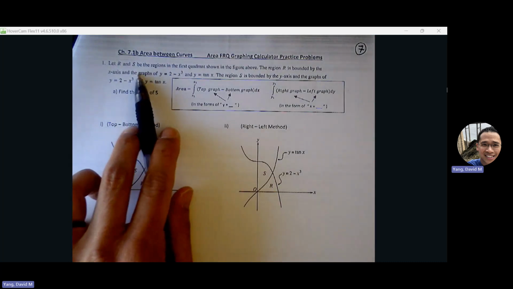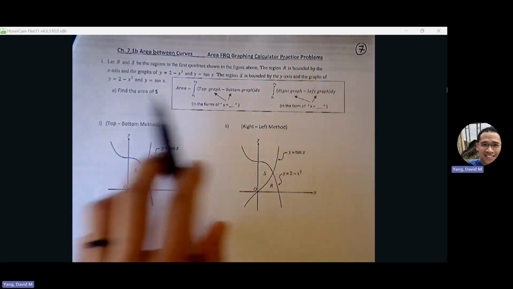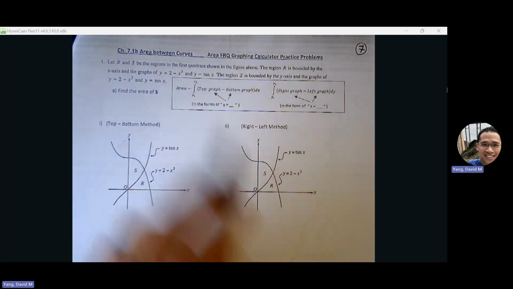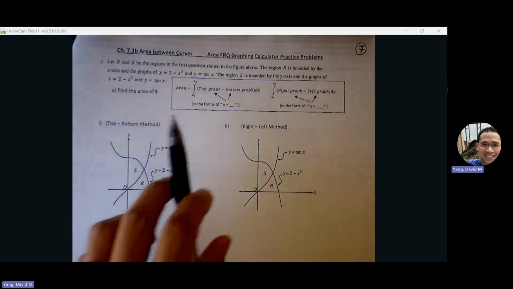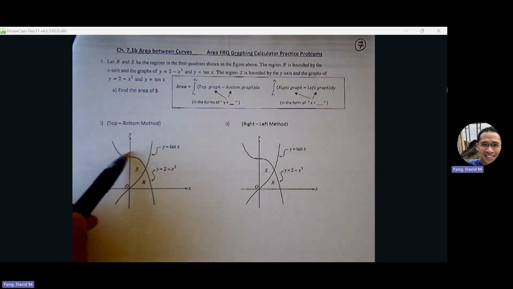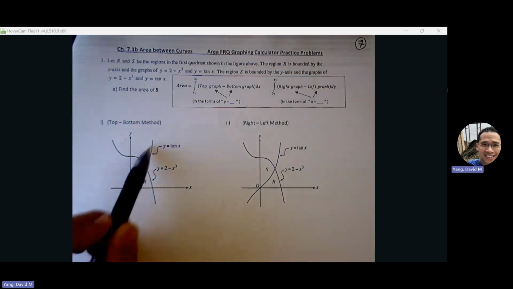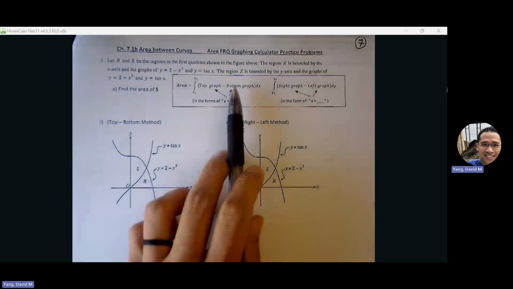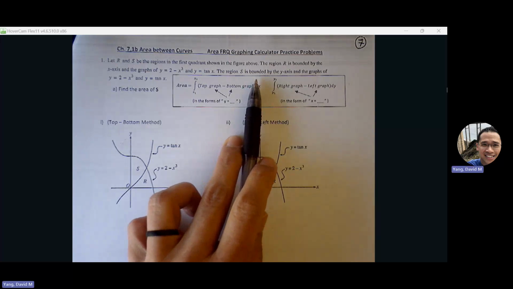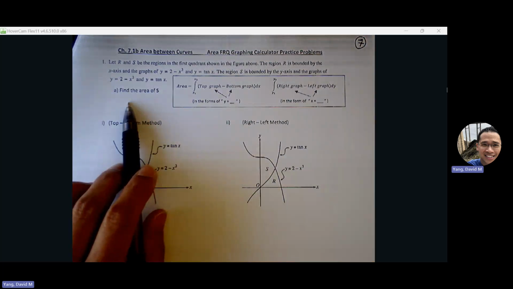We have R and S being regions in the first quadrant shown in the figure. Region R is bounded by the x-axis and the graph y equals 2 minus x cubed and tangent of x. So 2 minus x cubed is the one that has that negative slope, and tangent of x is the one that has that positive slope. Region S is bounded by the y-axis and the graph of y equals 2 minus x cubed and tangent of x. We're going to find the area of S both ways.